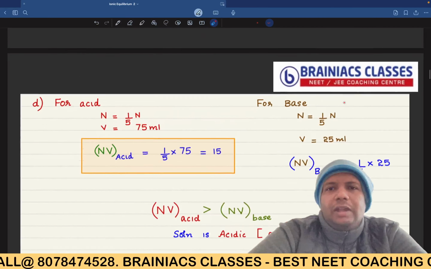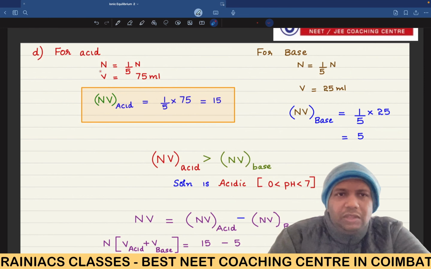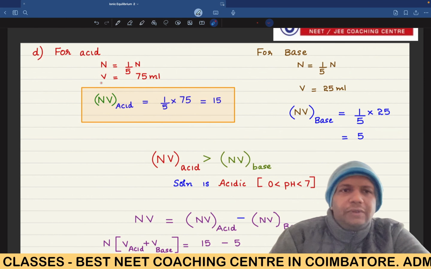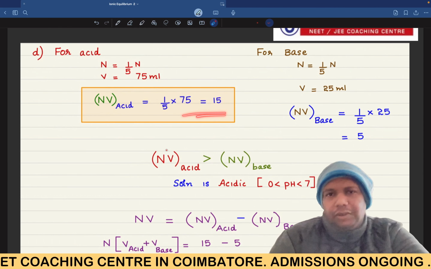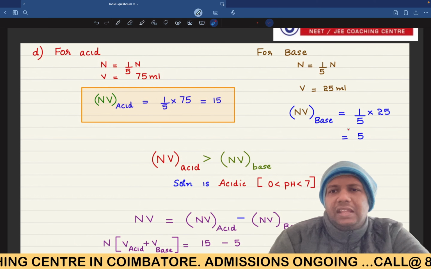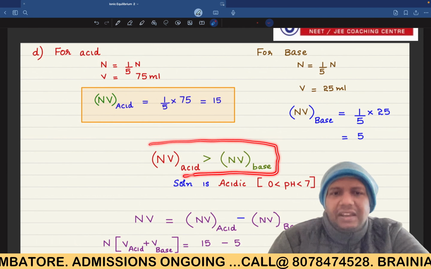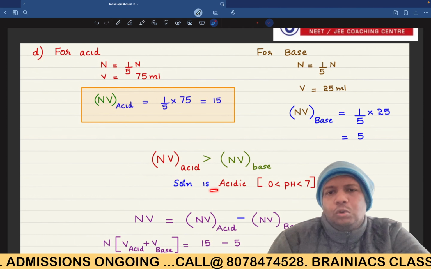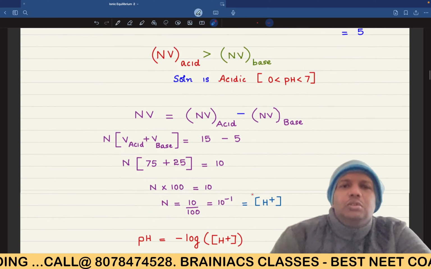Okay, now let's look at the last option, which is the correct answer. For that, we take the N value, that is 1 by 5, and volume 75. NV of the acid, we are getting as 15. NV of the base, we are getting as 5. From this itself, I can say NV of the acid is greater than NV of the base, so the solution is acidic. pH would be less than 7. Correct.